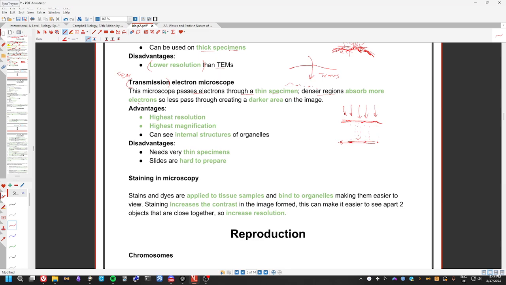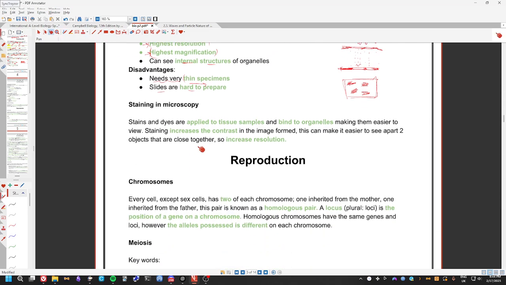So let's say these parts would be darker because there are fewer electrons passing through here, okay? So you can then see on the image areas of dark, areas of light, which give you a structure of the specimen that you're scanning. Highest resolution, highest magnification, of course. Internal structures, because it passes through. However, it needs very thin specimens because it's passing through, and the slides are hard to prepare because they're very thin.